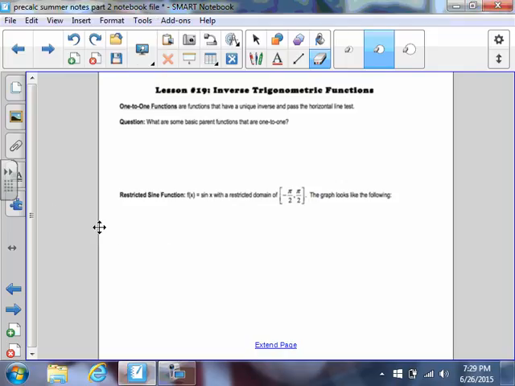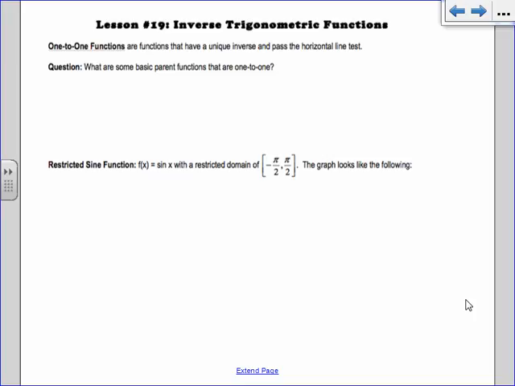Lesson 19 is on inverse trig functions. So a one-to-one function is a function that has a unique inverse, and because of this, it passes the horizontal line test. So we've talked before about the vertical line test. The vertical line test tells whether or not something's a function. The horizontal line test tells whether its inverse is a function.